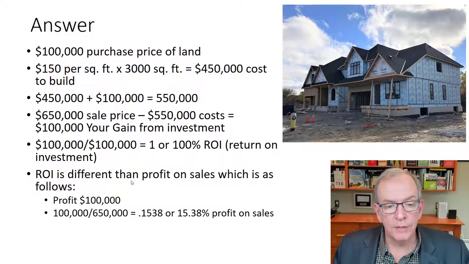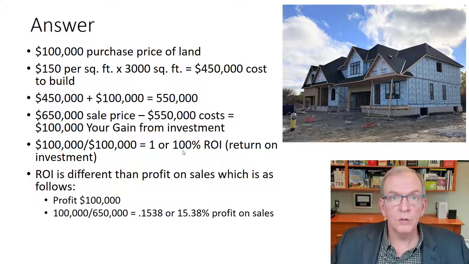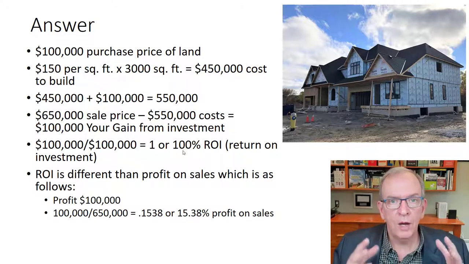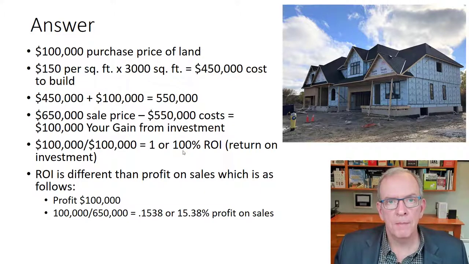So ROI is different than profit on sales. Profit is $100,000, right? So on $650,000 in sales, we would say that we made 15.38% profit. But our return on investment is we got $100,000 back for that $100,000 we put in a year. You are not going to get anywhere near that on any kind of risk-free rate, right? I said like 0.1 of 1%. You got a very, very large amount of money back in this example.